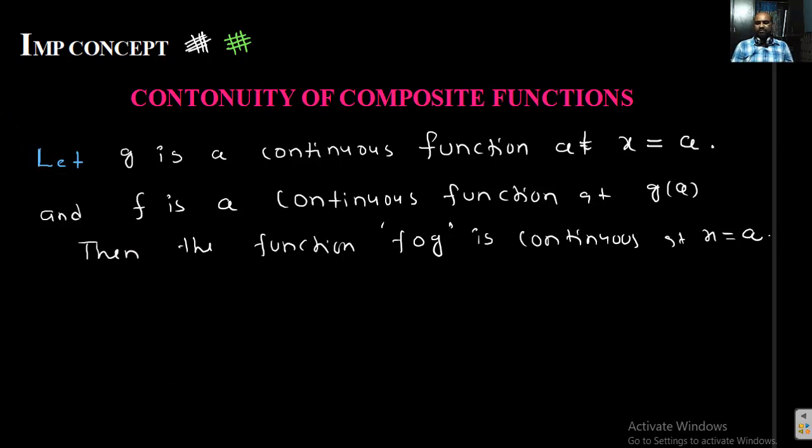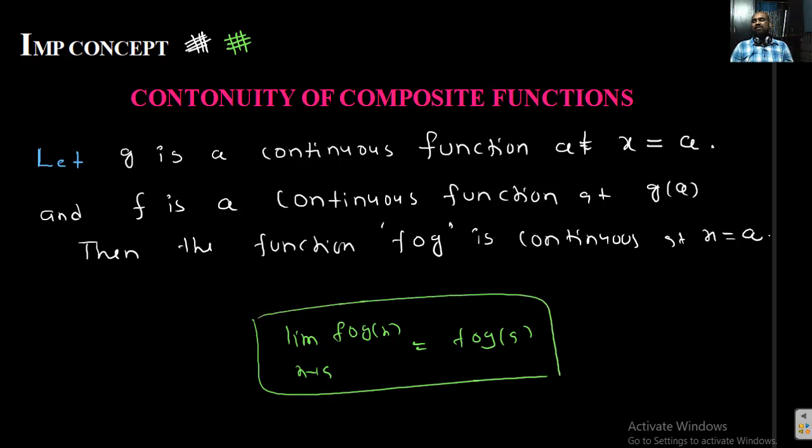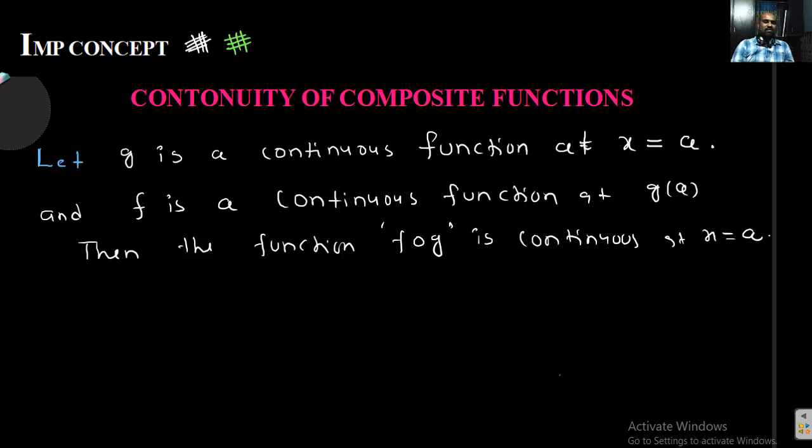Listen, students, what should I prove now? The limiting value of f circle g of x as x tends to a equals f circle g of a. If I prove this, then I can say that f circle g is continuous at x equal to a. Understood? The limit of f of x as x tends to a equals f of a means f is continuous at x equal to a, right? Similarly, if the limiting value of f circle g of x as x tends to a is f circle g of a, then I can say that the f circle g function is continuous at x equal to a.